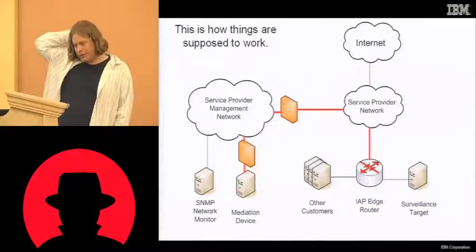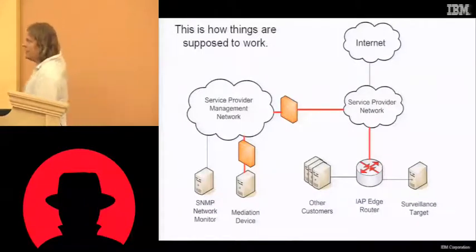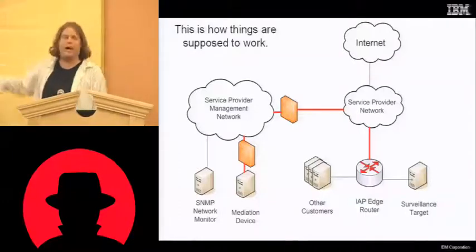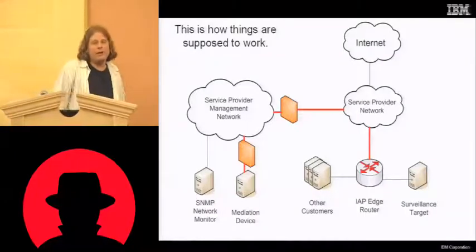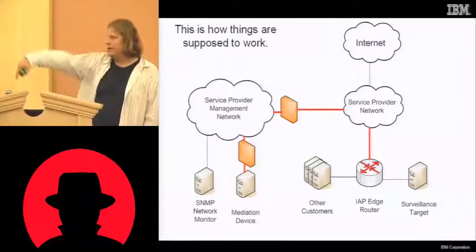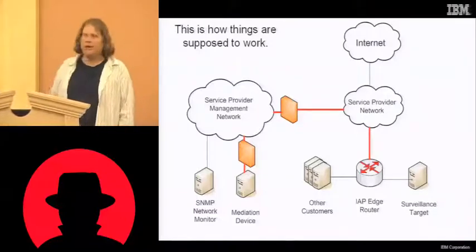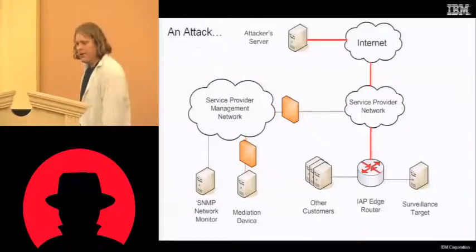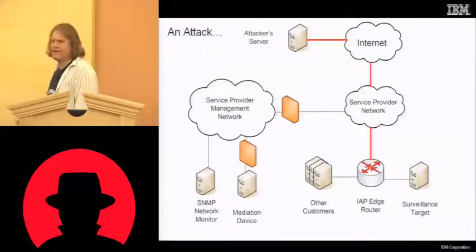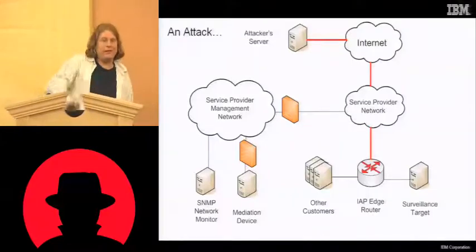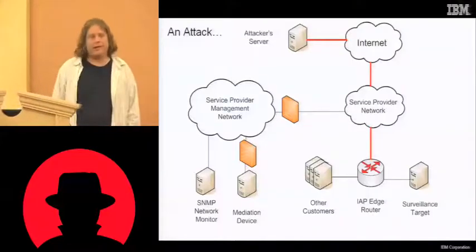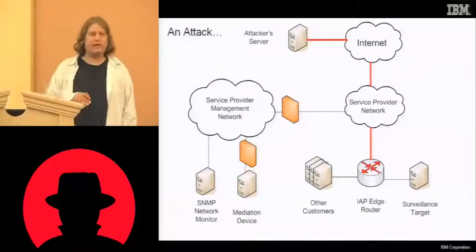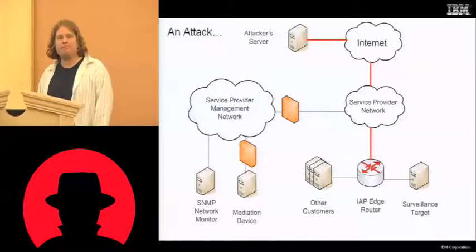So this is how things are supposed to work. The mediation device would send this SNMP v3 interception request through the network to the edge router and provision a wiretap. And then the wiretap would flow back across that red link there from the router to the mediation device, which would collect it and send it off to the law enforcement agency. This is an idealistic attack scenario. Some guy out on the internet sends an interception request to that same router, provisions a wiretap, and has the results of that wiretap sent back to his machine, again, out on the internet.